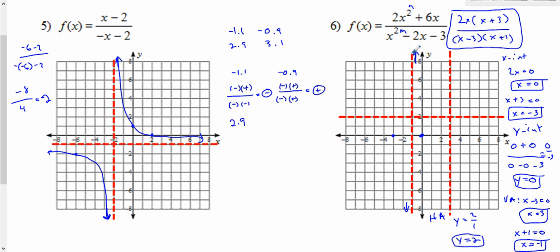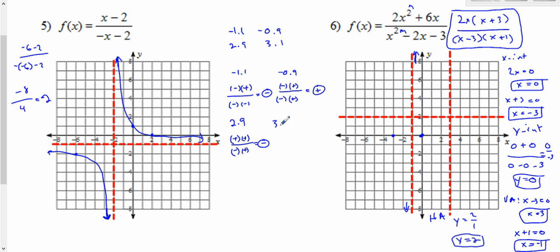2.9. When I plug in 2.9, 2 times 2.9, I get a positive number. 2.9 plus 3 is a positive number. 2.9 minus 3 is a negative number. 2.9 plus 1 is a positive. One negative number is going to have a negative value for a result.